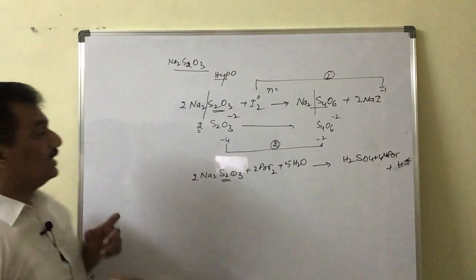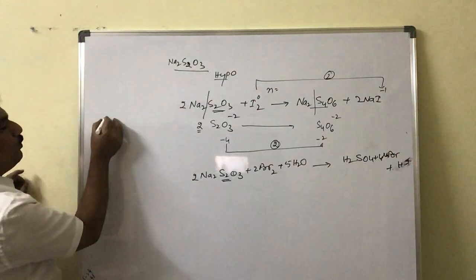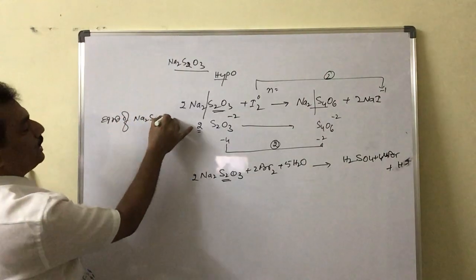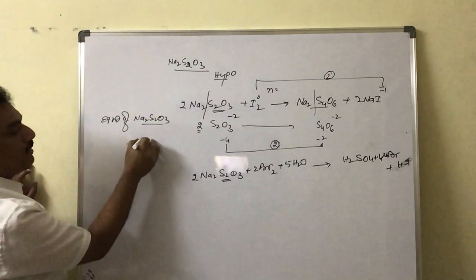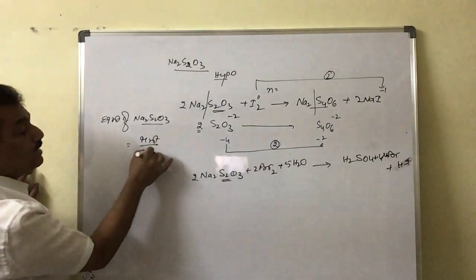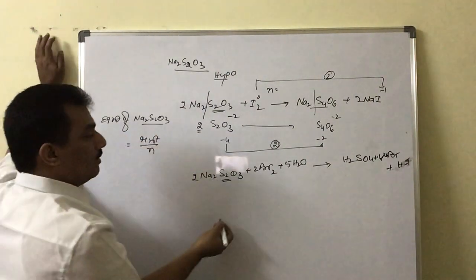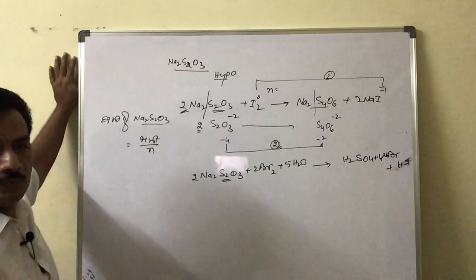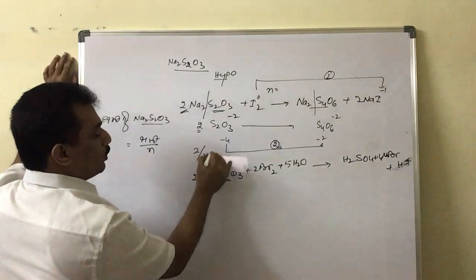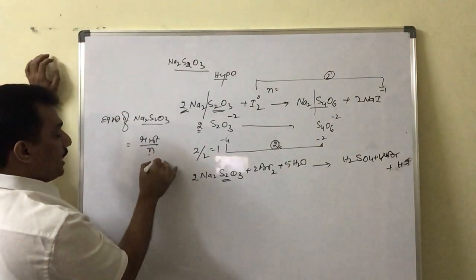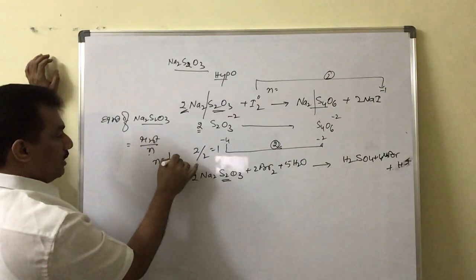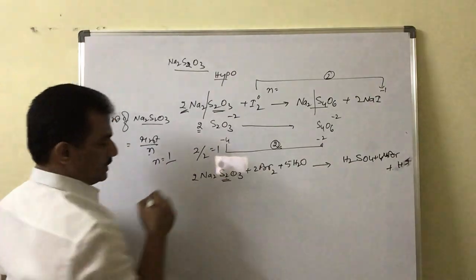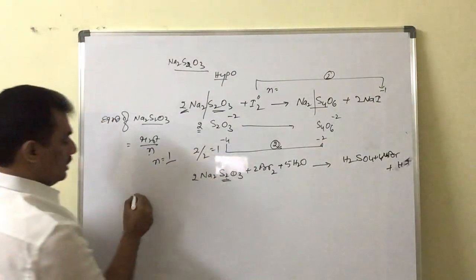So in this reaction, the equivalent weight of Na2S2O3 is measured as molecular weight by N factor. But here what is N? When 2 moles are involved, the change in oxidation state is 2, and thereby 2 out of 2 moles, that is 1. So the N factor is 1 in this reaction. Clear?